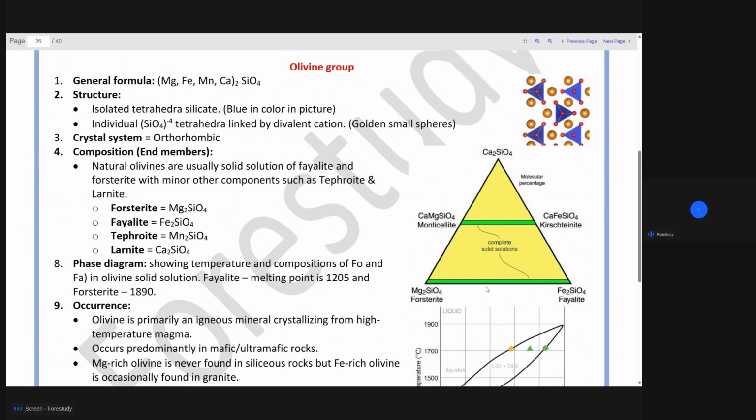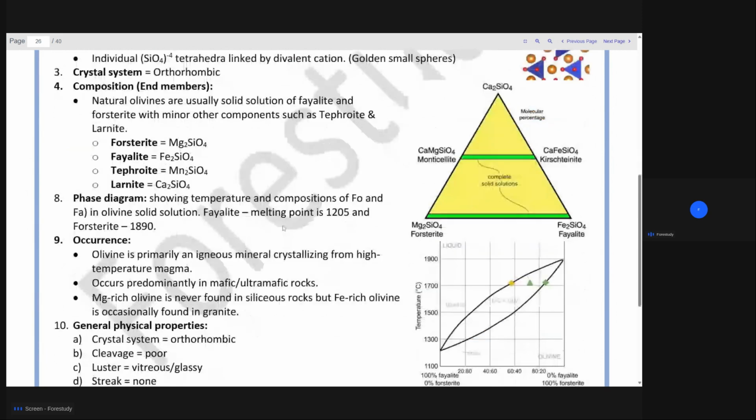And these two form a complete solid solution. Complete solid solution means any rock can have some percentage of Mg and some percentage of Fe. I'll explain it to you later. Natural olivines are usually solid solutions of Fayalite and Forsterite, found with minor other compounds such as tephroite and larnite. Larnite is Ca, and tephroite is Mn. Tephroite and larnite are rare olivines. Mostly we get Forsterite and Fayalite.